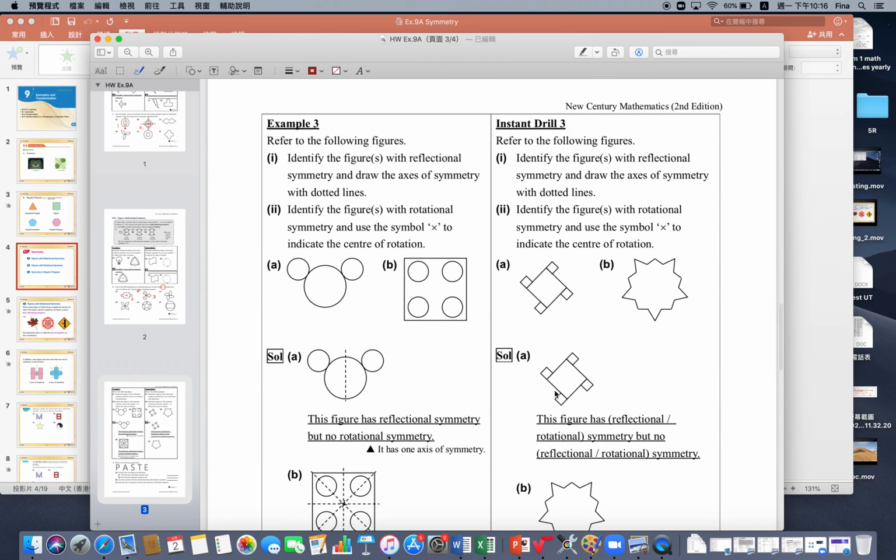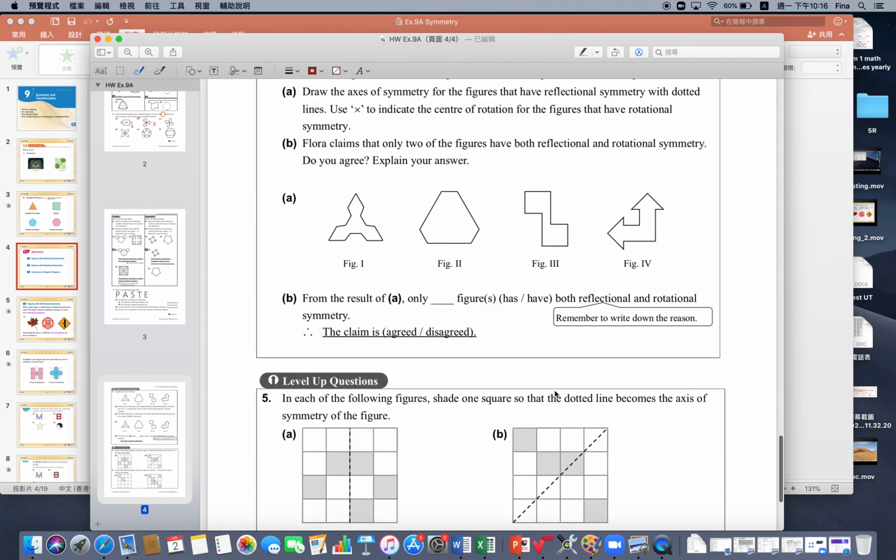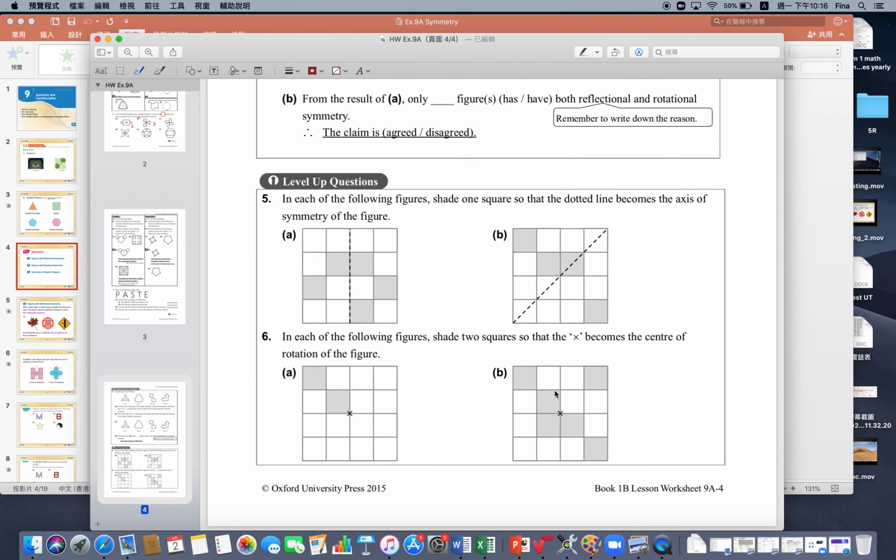And then for the next part, I think you can do it by yourself. And I just want to discuss the last questions. Let's look at question 5 and 6 here. I may try part A with you, and then you can try part B by yourself. Now, for this question 5, in each of the following figures, shade 1 square only, so that the dotted line becomes the axis of symmetry of the figure. You can see that in the figure, there are 1, 2, 3, 4, 5 squares shaded. Then shade 1 more only.